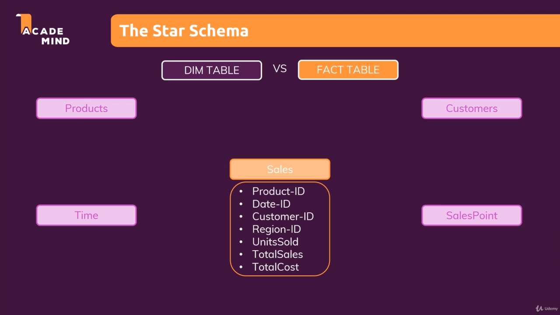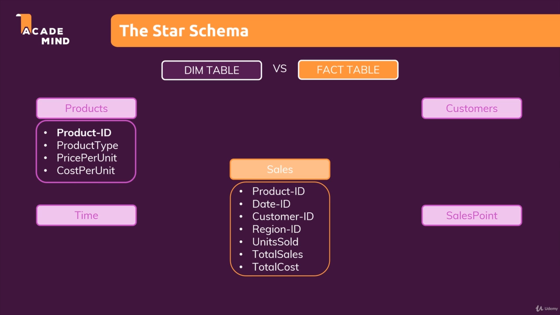Now, where is the product ID coming from? Well, it's coming from the products table here. Because this product table, again, contains product-specific information, like the product type, the price per unit, or the cost per unit, but also this product ID. This means for each single product you have in your store, you have one unique ID. Well, and this ID is also available here in the sales table. And with that, we have a connection between our sales and products already.